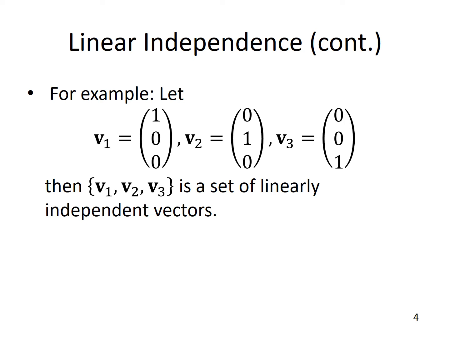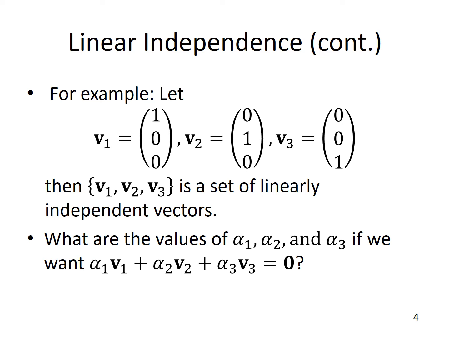Here is another example of three vectors. Now, these three vectors are clearly linearly independent. One vector is 1, 0, 0, the second one is 0, 1, 0, and the third one is 0, 0, 1. These are also unit vectors and are clearly orthogonal to each other.